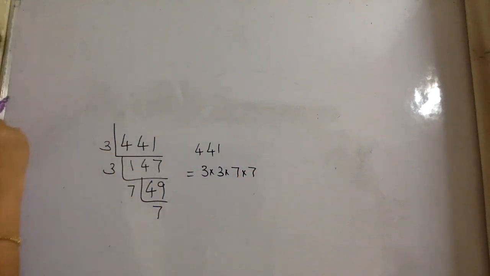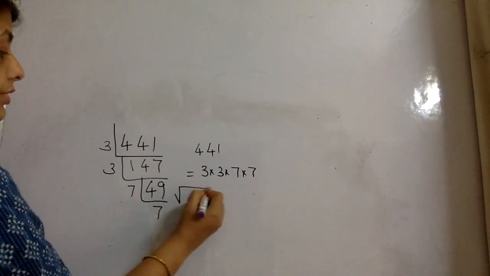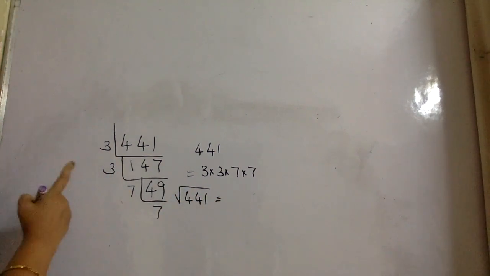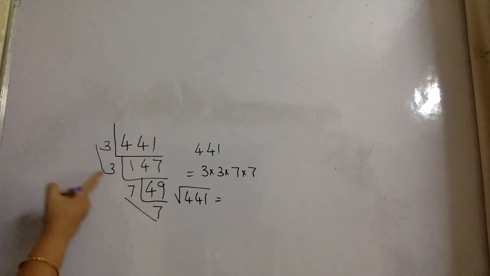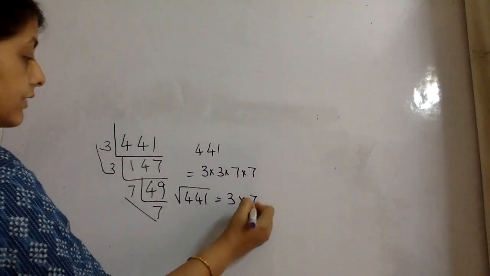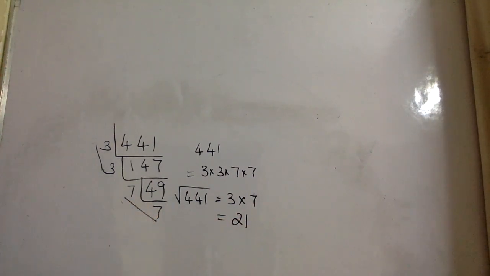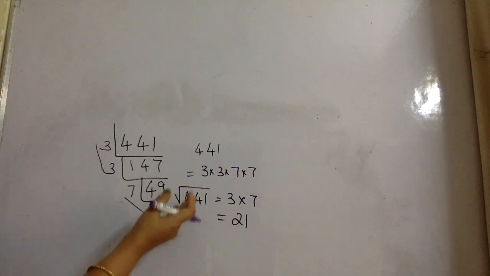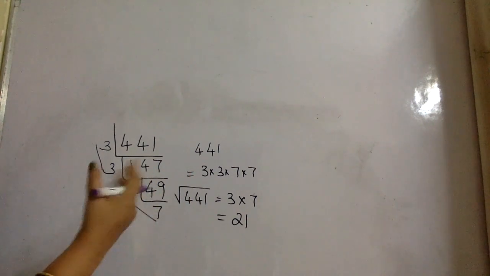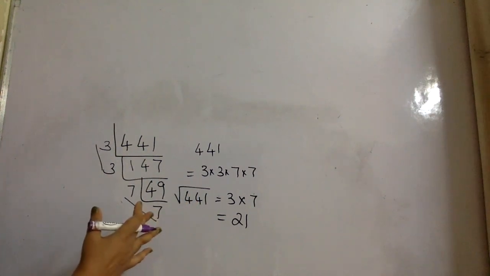Now be very careful. Don't put the sign here and then write all the factors. When I put the sign here, I am going to choose just one out of every pair. So one 3 from this pair of 3 and one 7 from the pair of 7. That gives me 21. So 21 is the square root of 441. In other words, if you multiply 21 with 21, you are going to get 441. So this is the method of prime factorization.